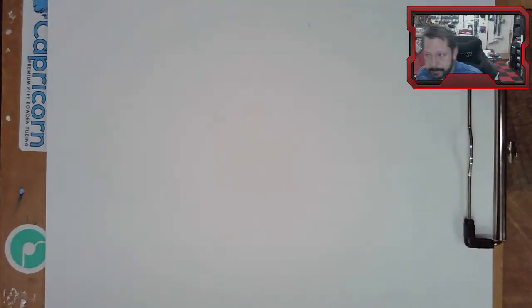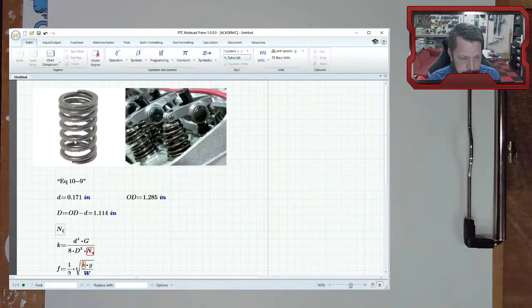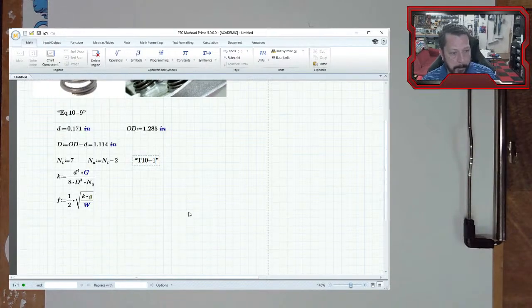So we'll do it that way, where we have total number of coils. We count them from the picture, was 7. And number of active coils is number of total coils minus 2 from table 10.1. We will write that. There we go. What else do we need?